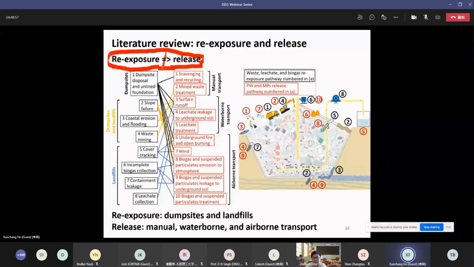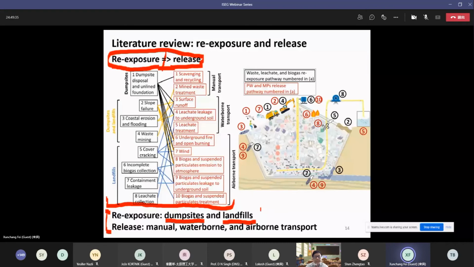So again, I'm not going to explain all these details here. It's a pretty busy figure. Later on, if you are interested, you can check my slides and our paper. Basically, I just want to say that we summarize and we think the re-exposure of plastic waste is very much site dependent, meaning that for dump sites, which are not well-controlled landfills, and for sanitary and well-controlled landfills, the re-exposure pathways are very different, and also the probability of re-exposure of waste is very different.